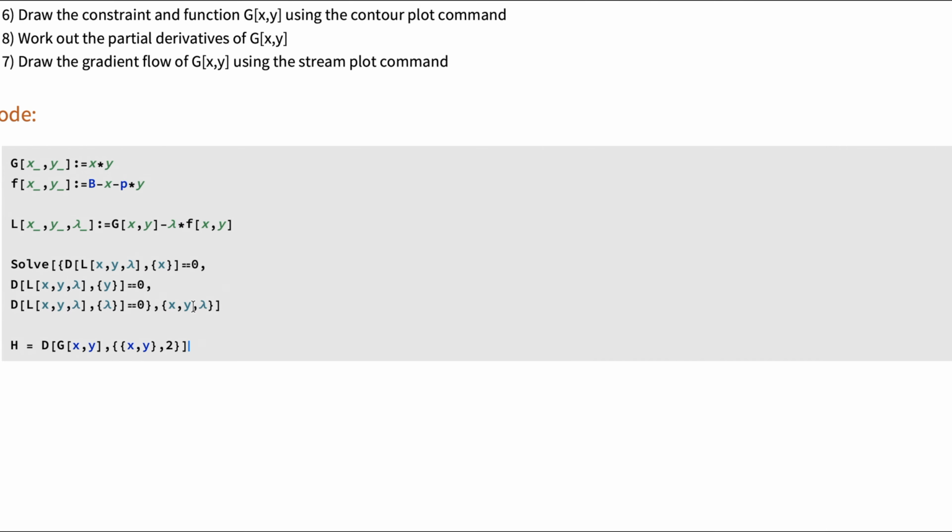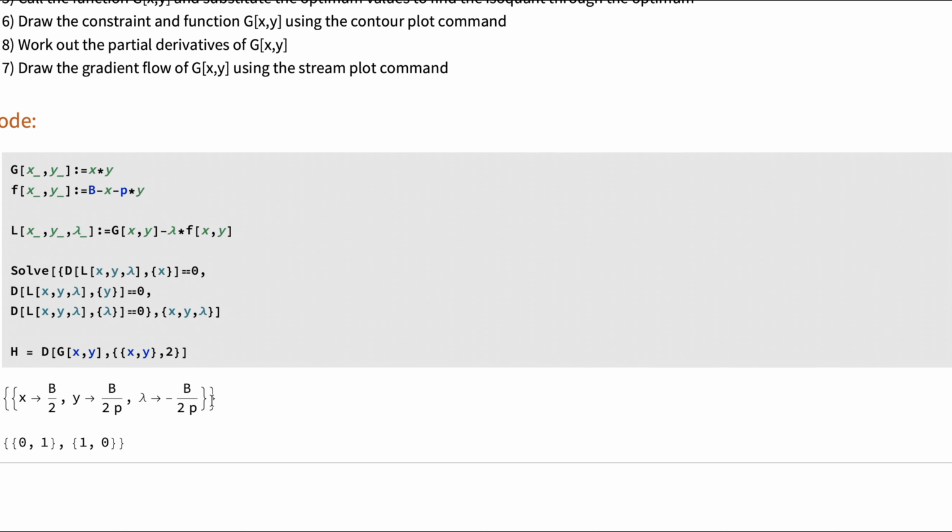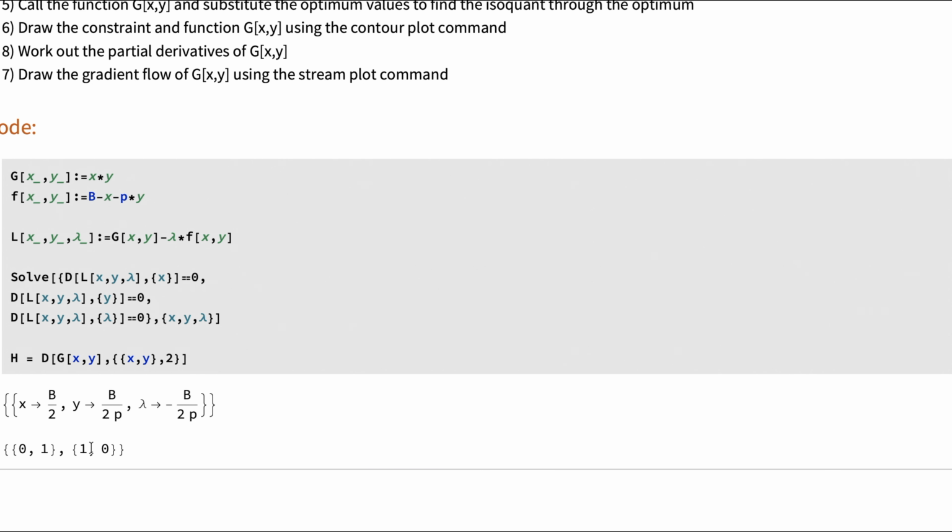Okay, if we now run all of this code just to make sure that everything is running smoothly, we can see that we get x is b over 2, y is b over 2p, and lambda is minus b over 2p, which was what we got before. And the Hessian is 0, 1, 1, 0, which is also what we got before, which is fantastic.